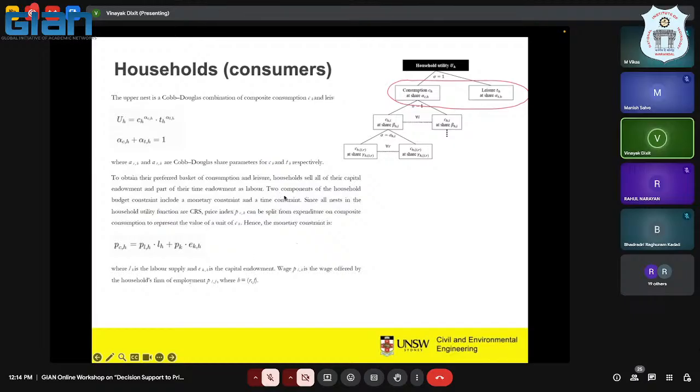The two components of the household budget constraint include a monetary constraint. So this is the leisure time, and the price associated here. So this is the monetary constraint. PK is the price of capital, so this is the amount of capital, right? And PLH is the price of leisure. You add these two up and you get PCH, which is the price.